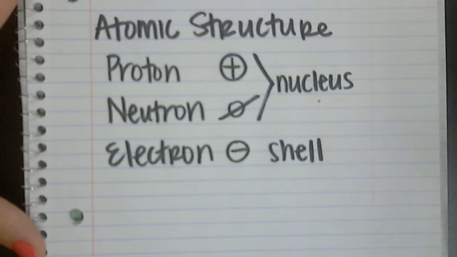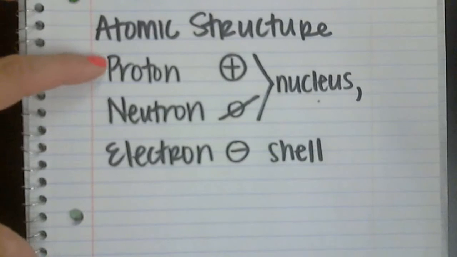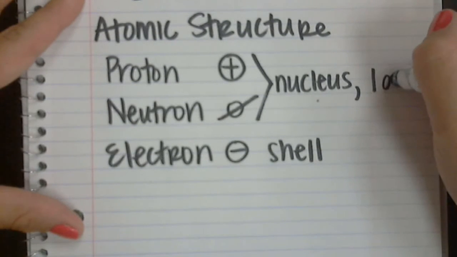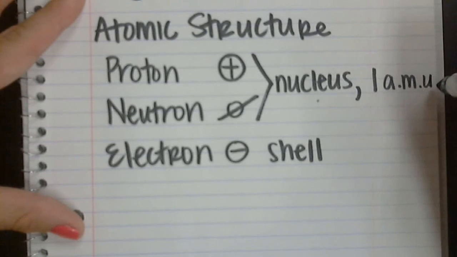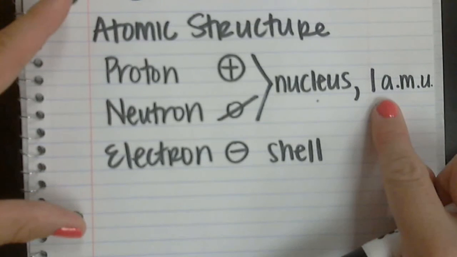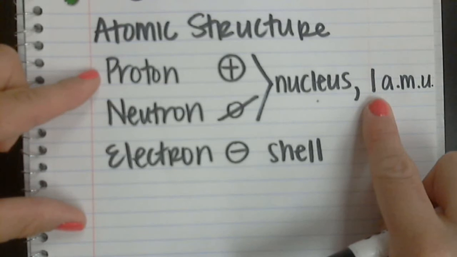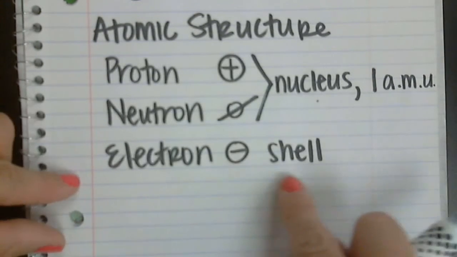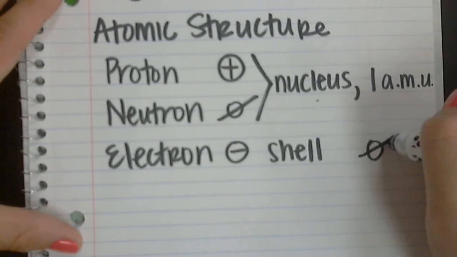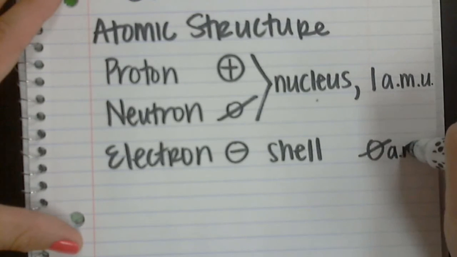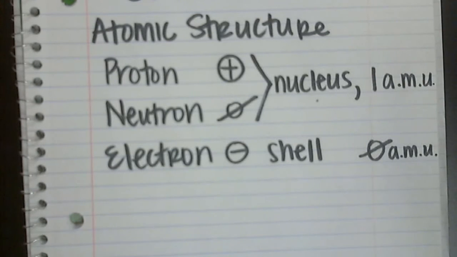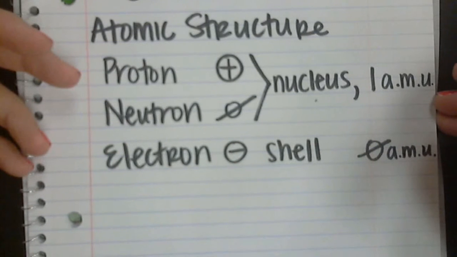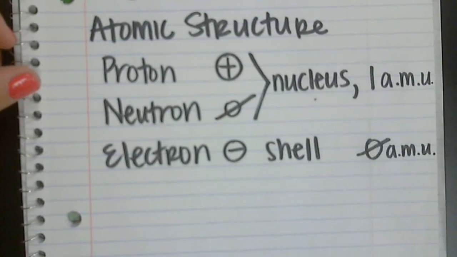Finally, the last piece we need to know is mass. A proton and a neutron each have a mass of 1, and we call that 1 atomic mass unit. And that's going to be important. A proton has 1 atomic mass unit. A neutron has 1 atomic mass unit. The electron, on the other hand, we'd say has no mass. Electrons are so tiny and so small that they really don't have enough of a significant mass to contribute to the overall mass of your element.